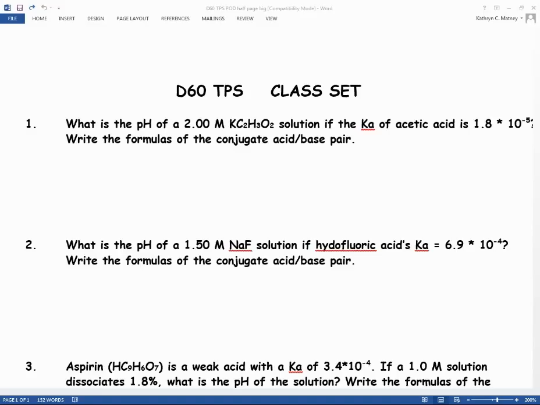All right, so this question says, what is the pH of a 2 molar KC2H3O2 solution if the Ka of acetic acid is 1.8 times 10 to the minus 5? Write the formulas of the conjugate acid-base pair. We've got to keep practicing that, even though the OWL really had you do a good job of recognizing those. And if you did your OWL, then you were a little bit up to speed on that.